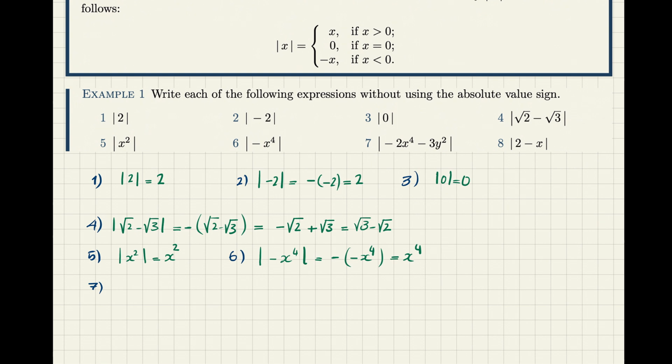Okay, so what I do, I will write it in this form. So I would say that the absolute value of minus 2x to the 4 minus 3y squared is equal to, I remove the absolute value sign, but because I realize that it is always a non-positive number, the price that I have to pay is to multiply it by a negative sign, and when I apply this minus sign in the pair of brackets, it becomes 2x to the 4 plus 3y squared. Yes?